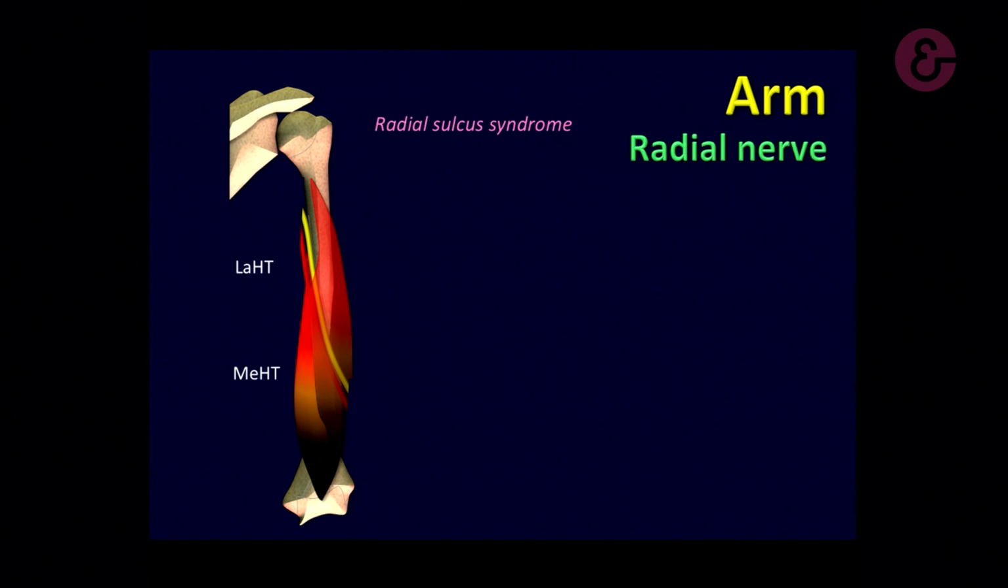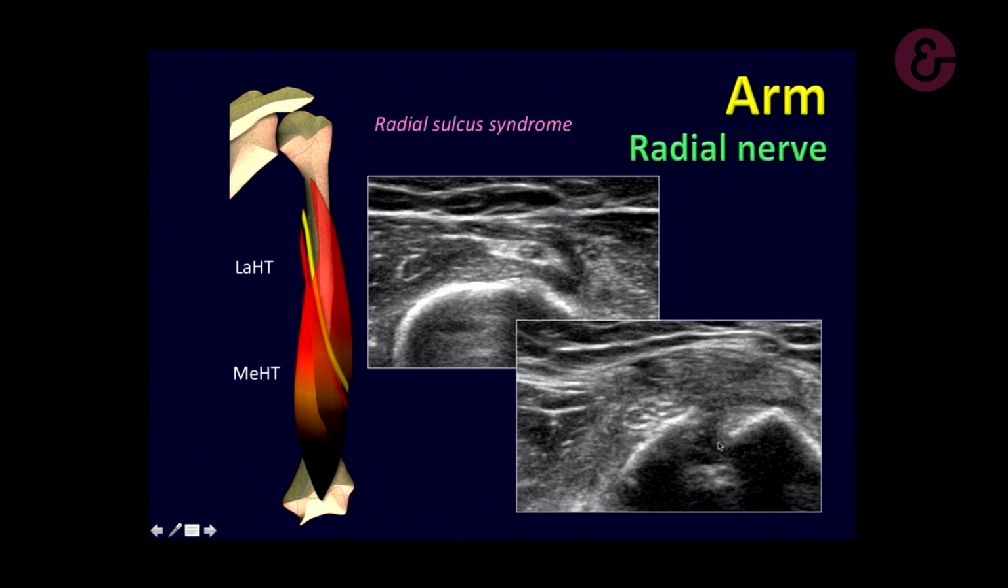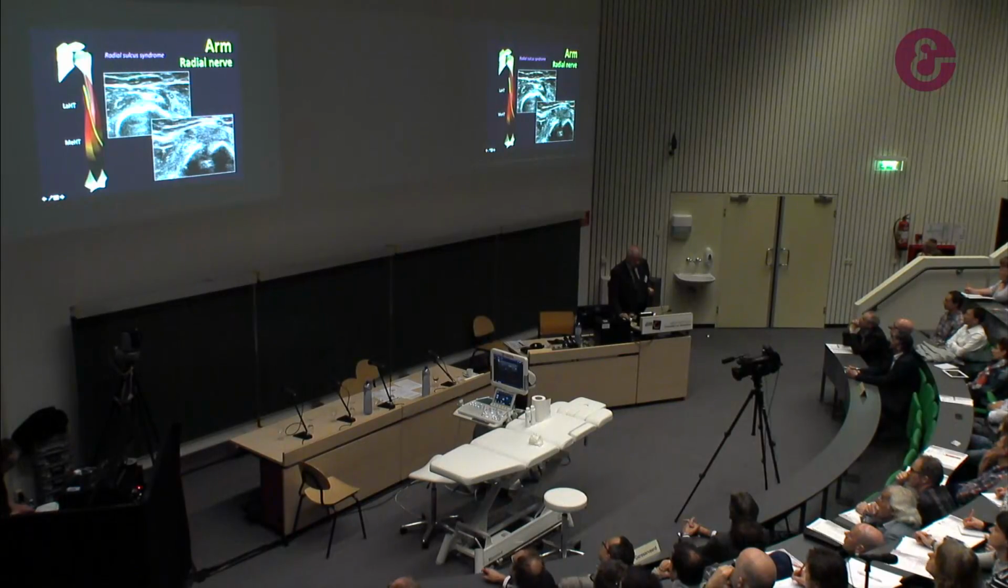So at this level, the most important and most frequent problem is the radial sulcus syndrome. An impingement, compression of the nerve in the radial sulcus, usually because of a fracture of the midshaft of the humerus. As in this case, this is an axial image. You can see the nerve, which is a little bit larger, the humerus, and a fracture over there. Typical deficit of extension in a young lady from Holland with a fracture over there. And you can see the nerve is surrounded by this irregular hypoechoic area.